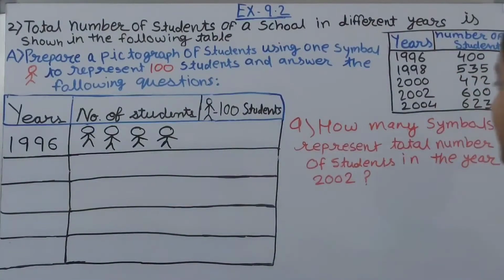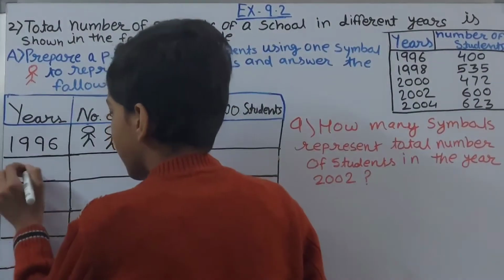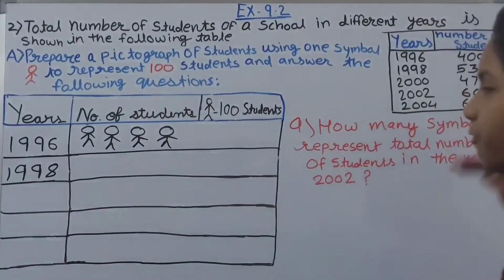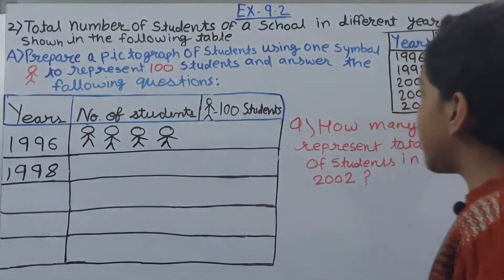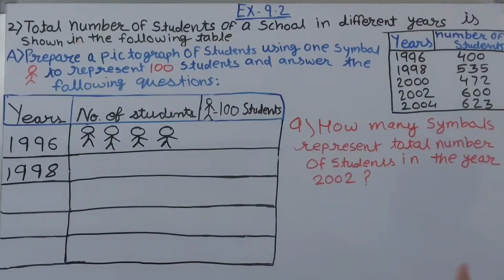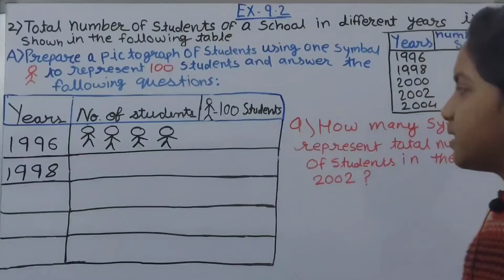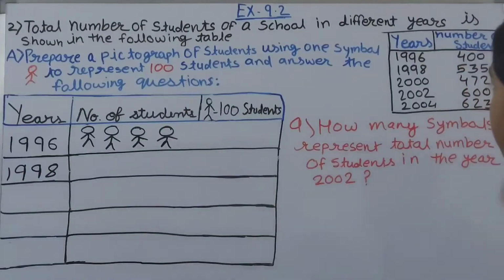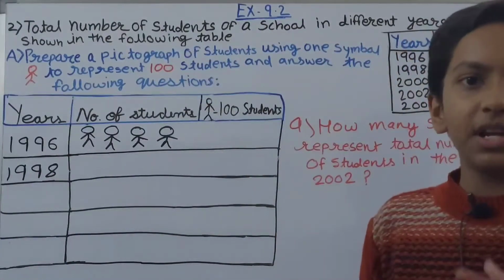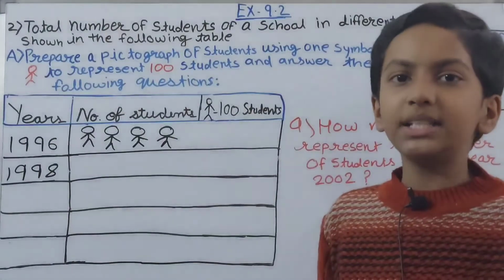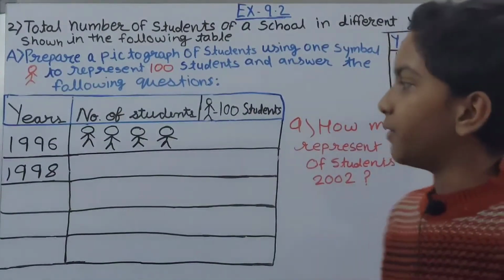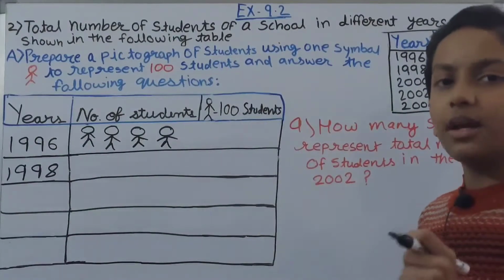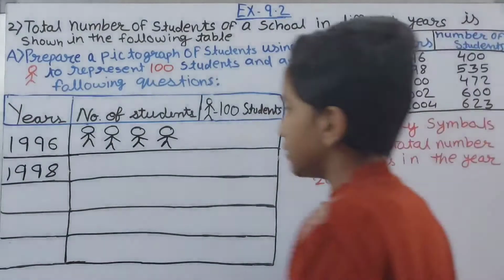Now the next year is 1998. Alright, so here there are 535 students in the year 1998. I told you, if we have to find out how many symbols we have to make, we divide the number of students by 100. So 535 divided by 100 will give us 5, but with 35 in the remainder. So first we will make 5 complete symbols that will represent 500 students.